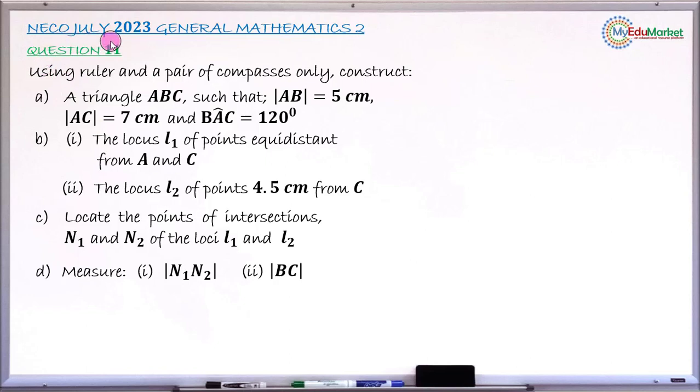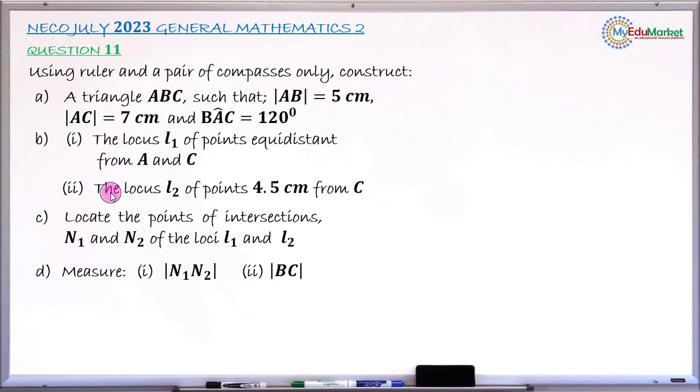This is NECO July 2023 General Mathematics Paper 2, and we are answering question number 11. The question says, using a ruler and a pair of compasses only, construct a triangle ABC such that the side AB is 5 centimeters, the side AC is 7 centimeters, and the angle BAC is 120 degrees. Question B, Roman 1, says we have to construct the locus called L1, and that is a locus of points equidistant from A and C.